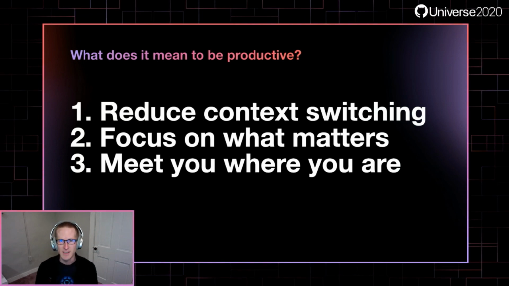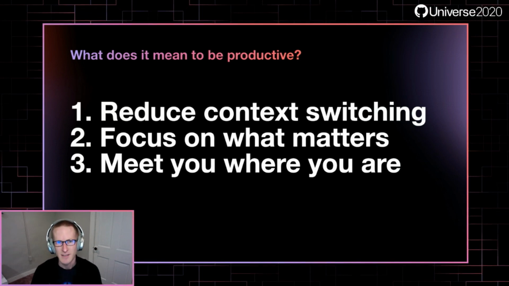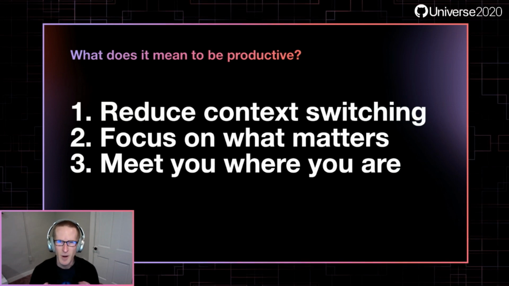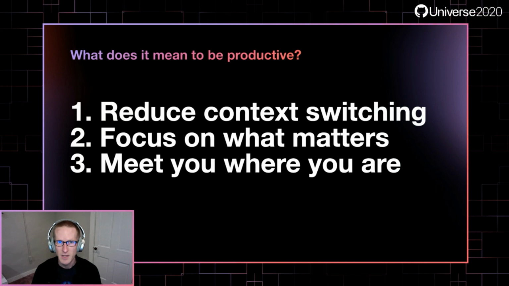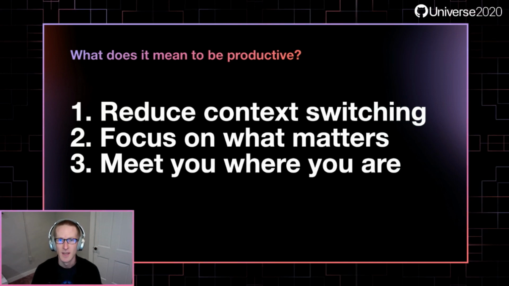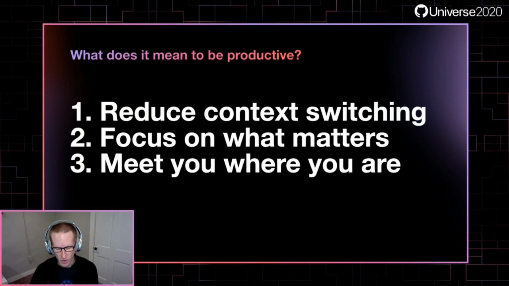When I think about productivity, there are three themes that I like to focus on. Productivity, from our perspective at GitHub, is about helping you reduce context switching, helping you focus on what matters most to you, and bringing GitHub to wherever you are.